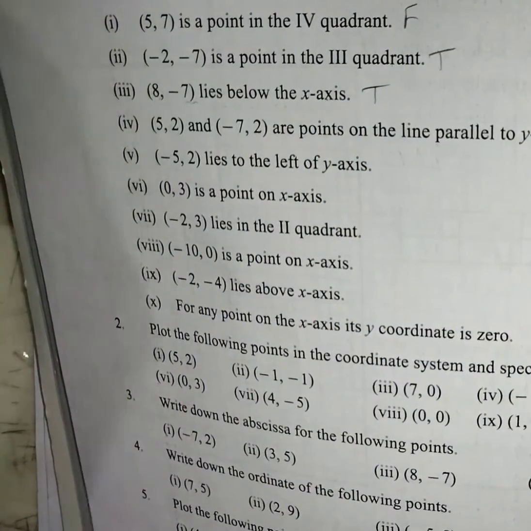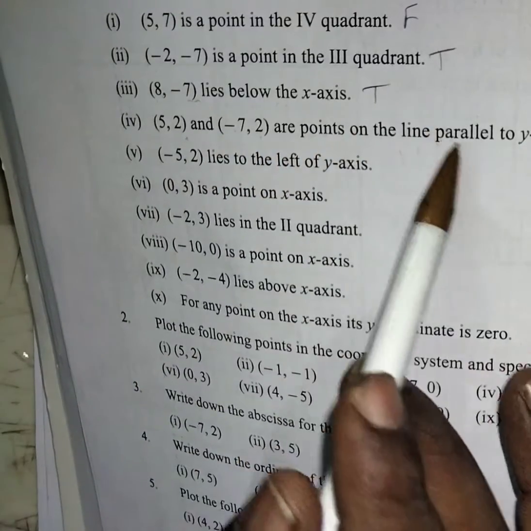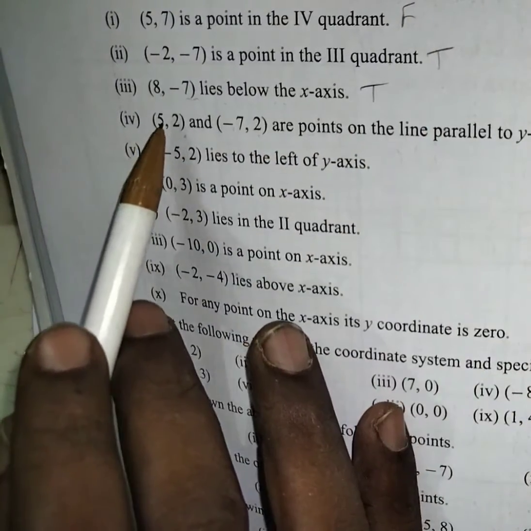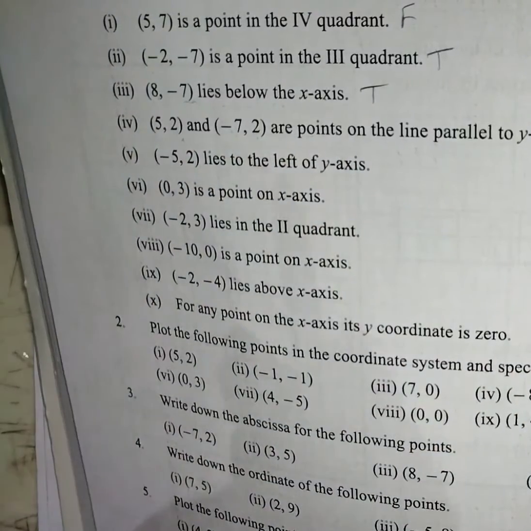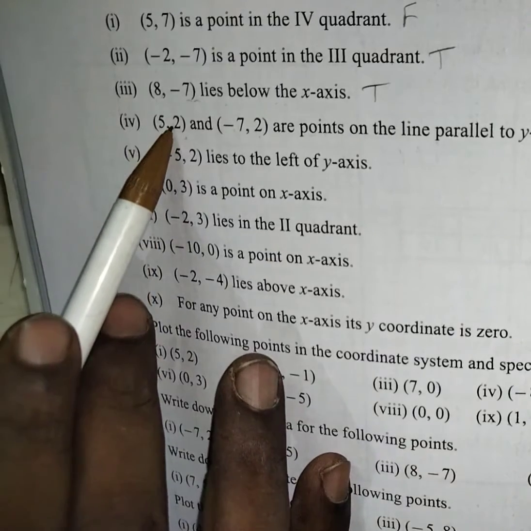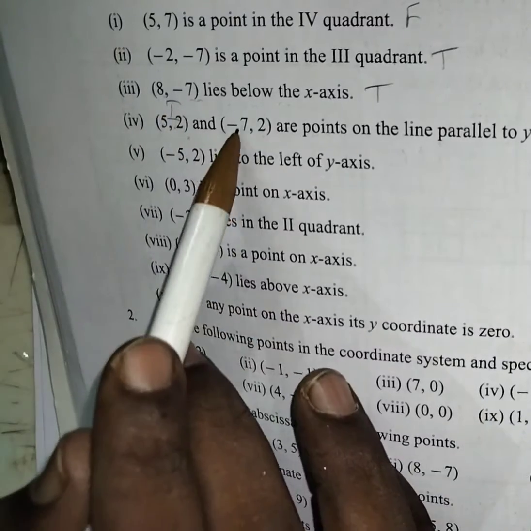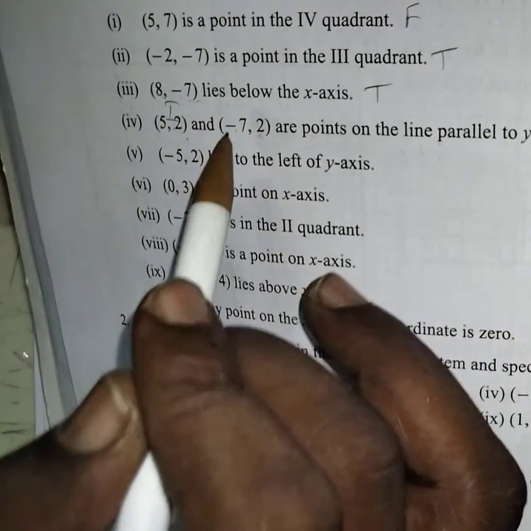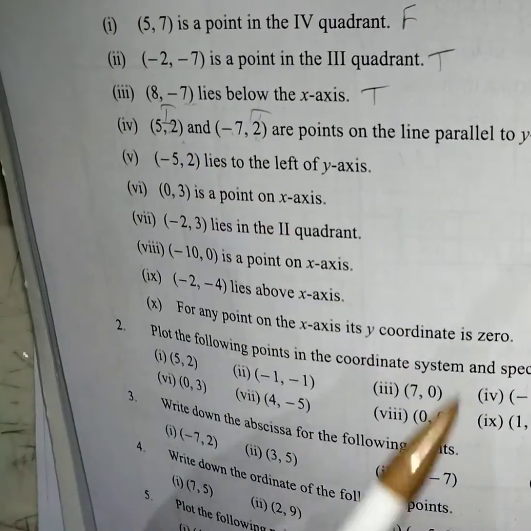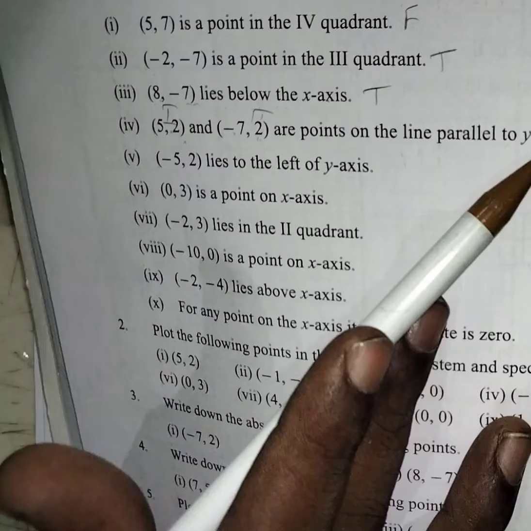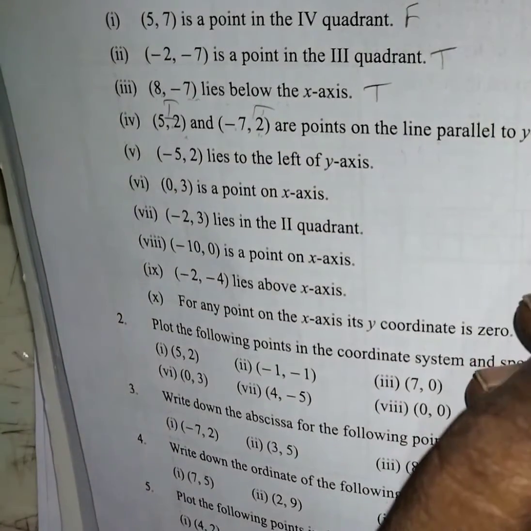Now come to the fourth question. (5, 2) and (-7, 2) are points on a line parallel to the x-axis. From these two points you can draw a line, and that should be parallel to the x-axis. Simply, the point (5, 2) lies in the first quadrant. Then (-7, 2) lies in the second quadrant. If you draw the line, it will be parallel to the x-axis, not parallel to the y-axis. It is perpendicular to the y-axis. So the statement is false.